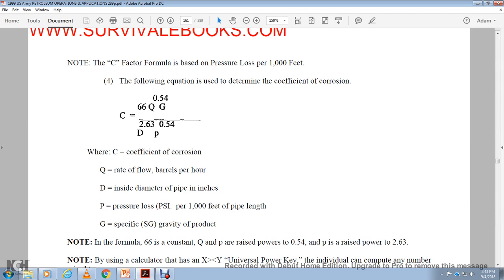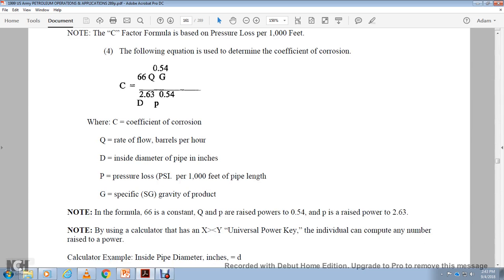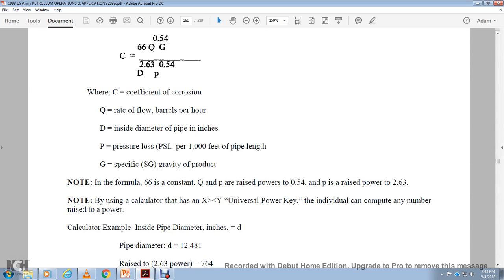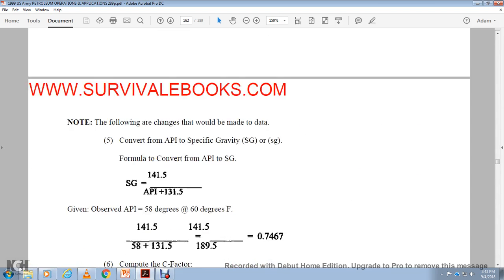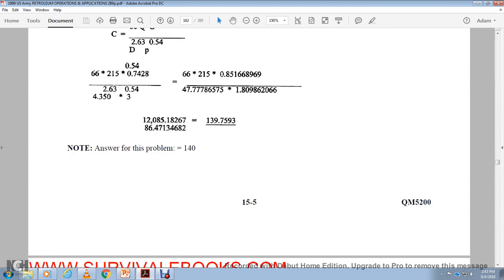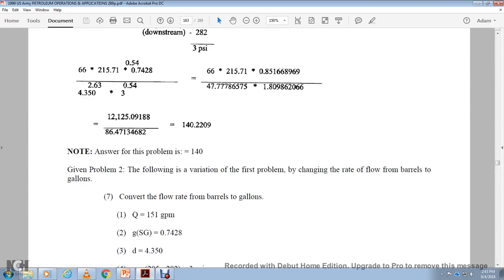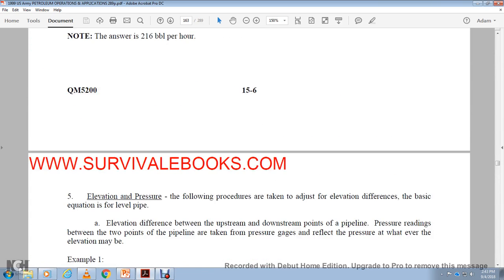Alright, note in Formula 66 the constants: Q is raised to the power 0.542 and D is raised to the power 2.63. The individual can compute any number raised to a power using the universal power key on the calculator. The calculator example uses the inside diameter of the pipe as D. It shows these calculations and problems.